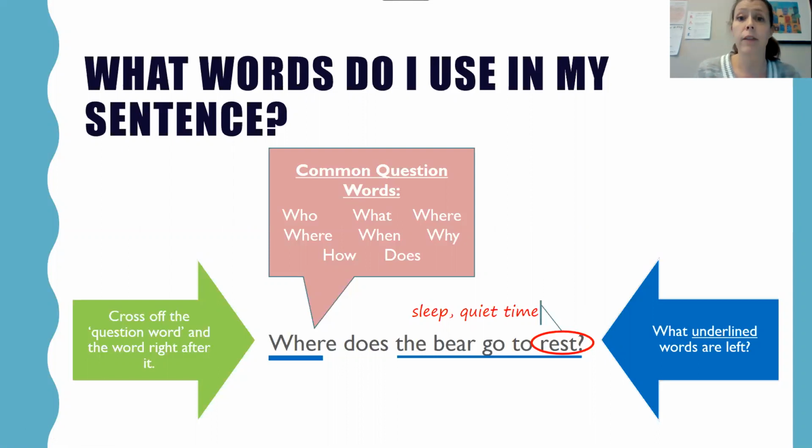So we're going to X off the question word and the word right next to it. And then we're going to look at the words that are underlined that are left over. And that's how we start our answer. We start the answer with those words. So now we're ready to write our answer.